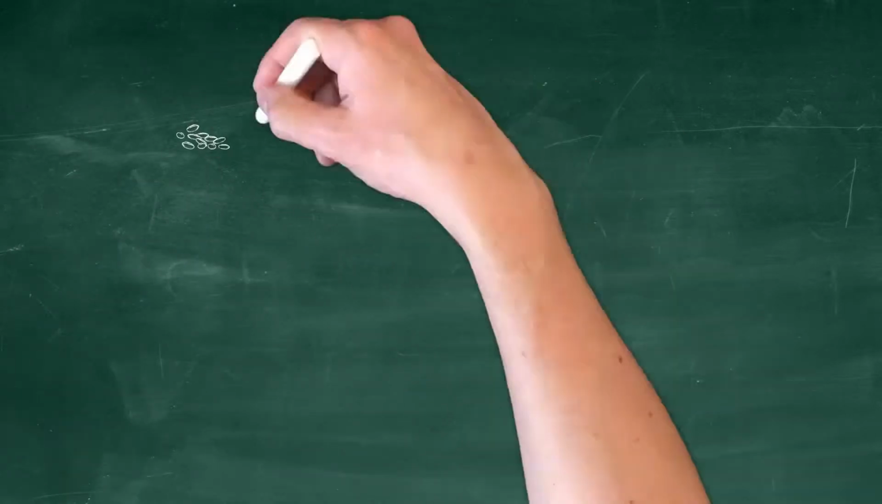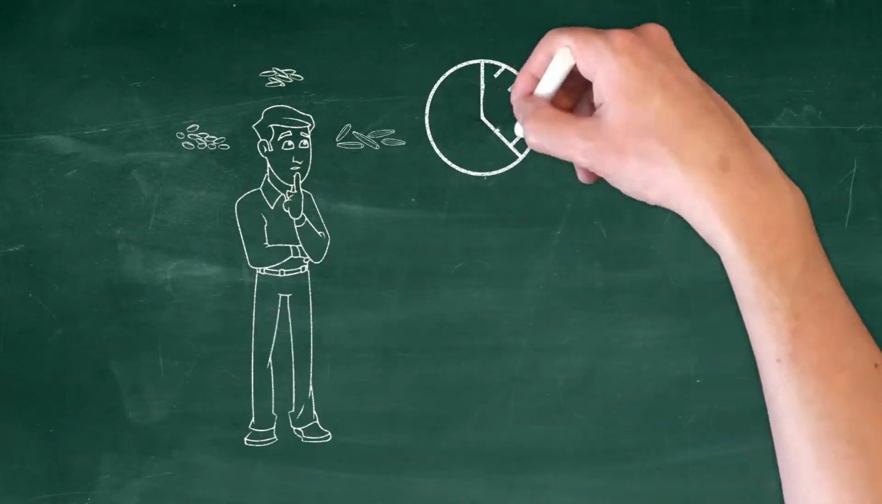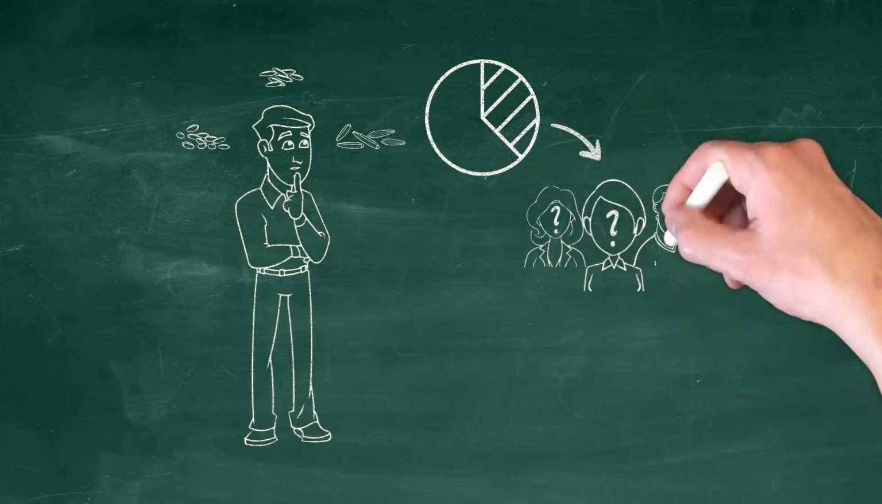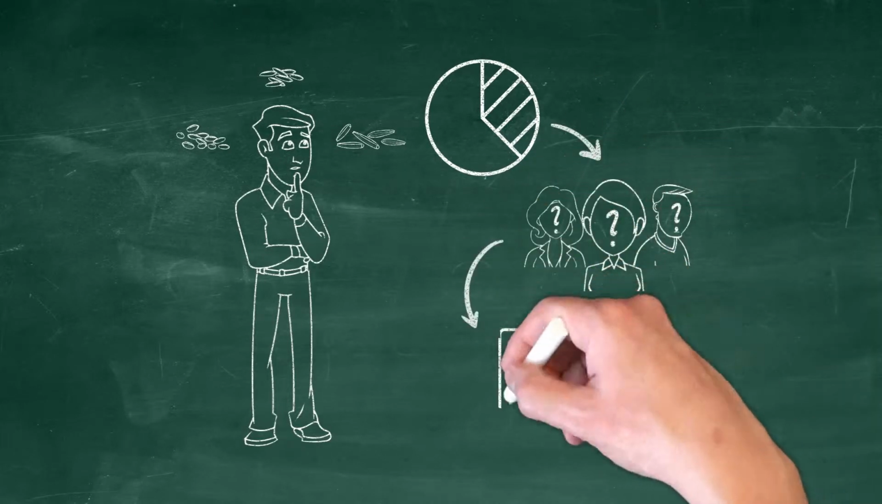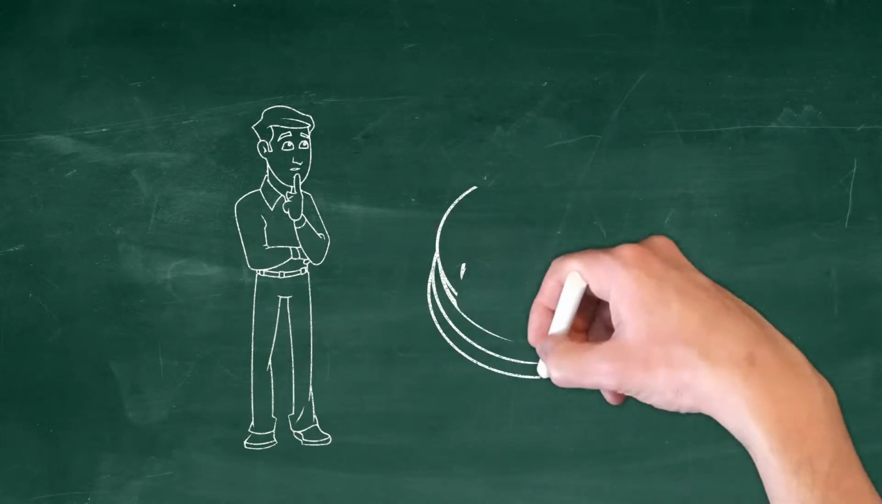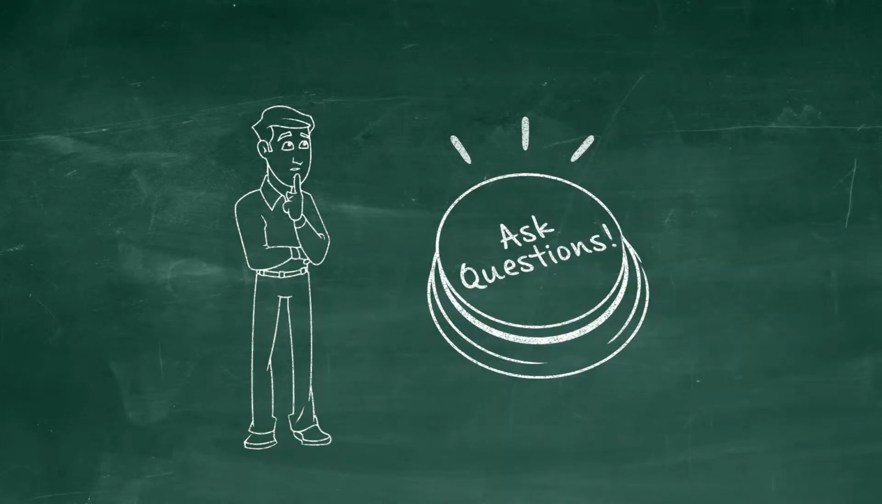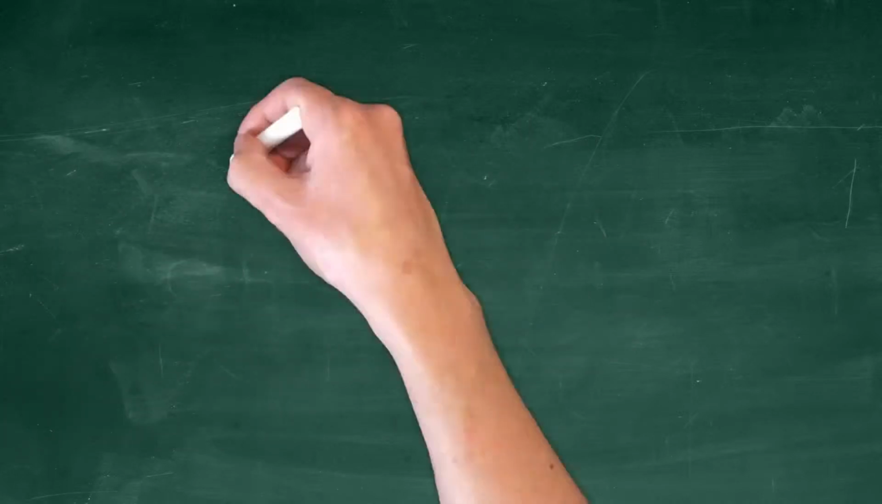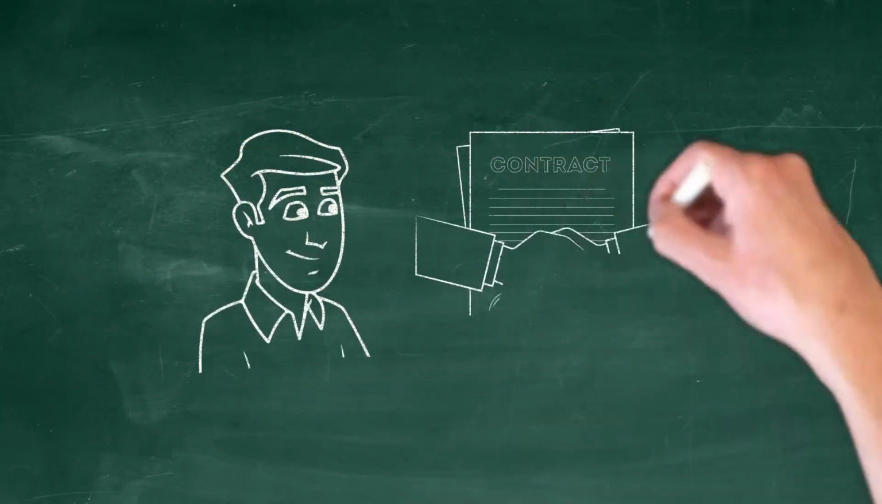Before you decide what crops to seed, you need to determine your target market, who the buyers in that market are, and what kind of specs you need to meet in order to sell your grain into that market. If there are things that you don't understand, ask questions. If you are entering into a contract with a buyer, you need to be fully aware of everything involved in the deal.